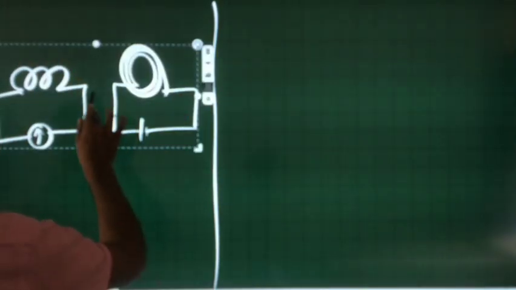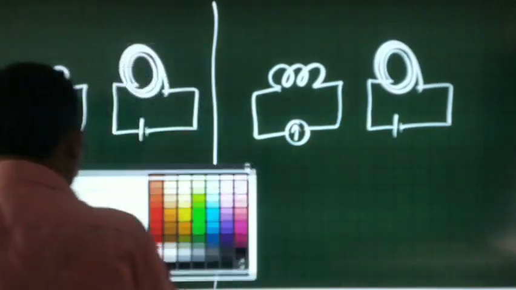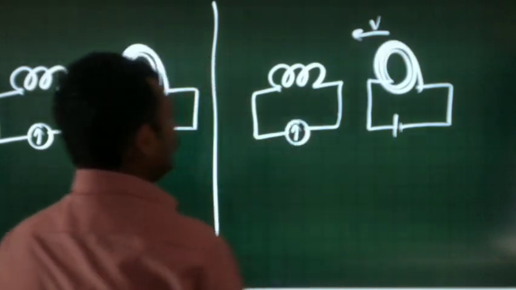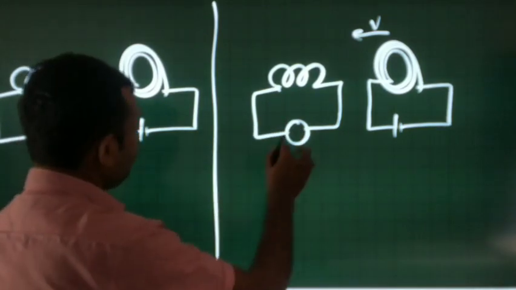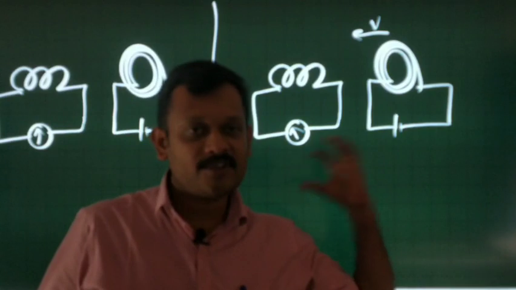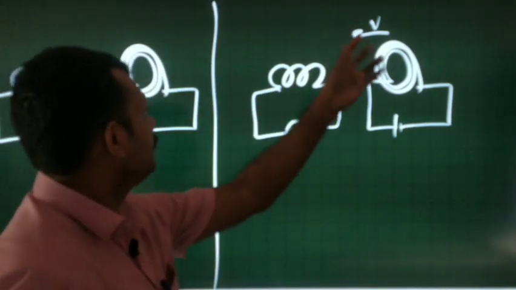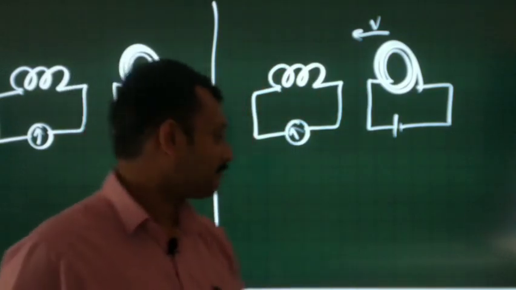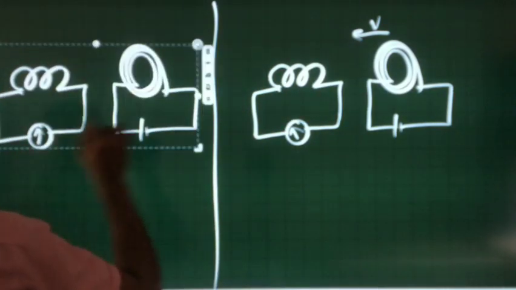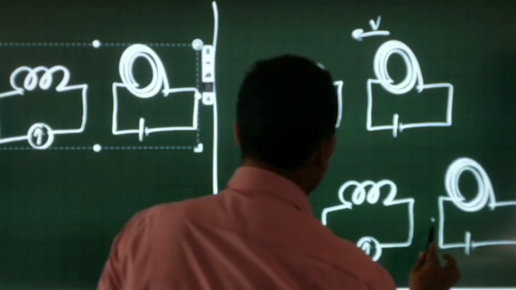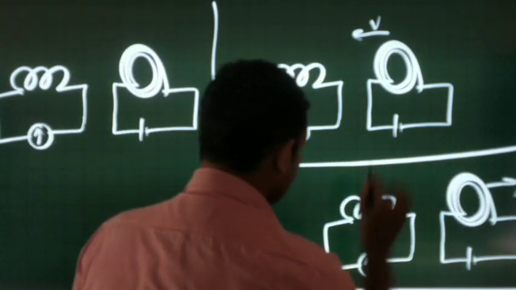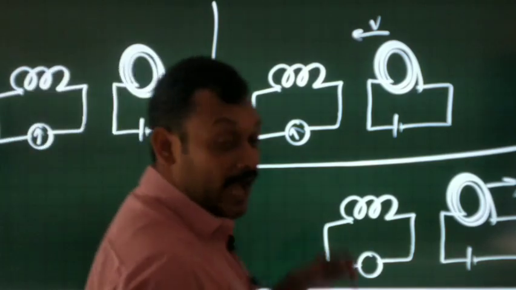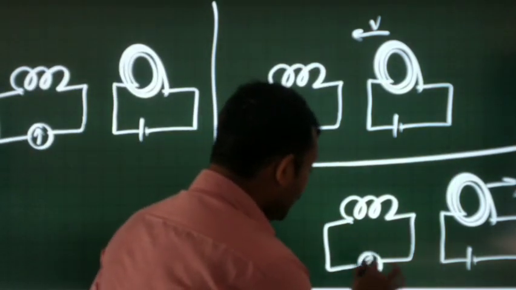So in the second figure, now this coil is moved towards this coil with a velocity v. In this case, the galvanometer shows a deflection. In the third case, now when the coil is moved in a direction opposite to the initial direction, the galvanometer is showing a deflection, but in the opposite direction.